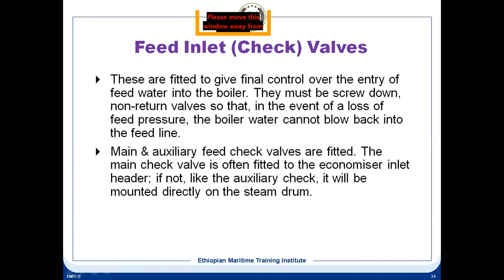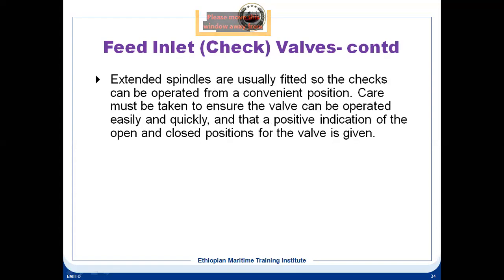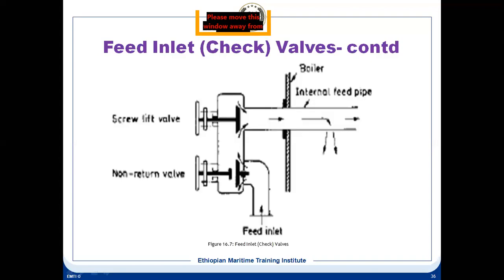And main and auxiliary feed check valves are fitted. The main feed check valve is often fitted to the economizer inlet header. If not, like the auxiliary check, it will be mounted directly on the steam drum. And the feed check valves can also have external spindles so that they can be operated from a convenient position, in case you have to shut them down in an emergency. So they can be shut down remotely. Care should be taken to ensure the valve can be operated easily and quickly, and that a positive indication of the open and close position of the valve is given.